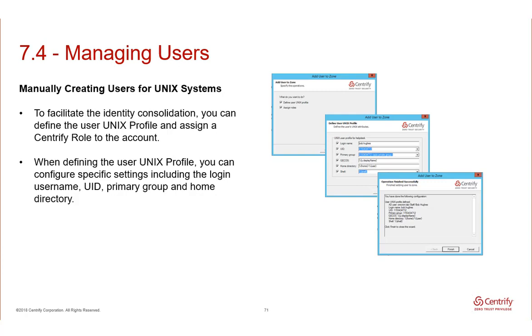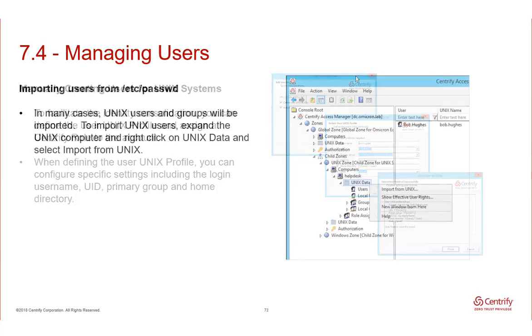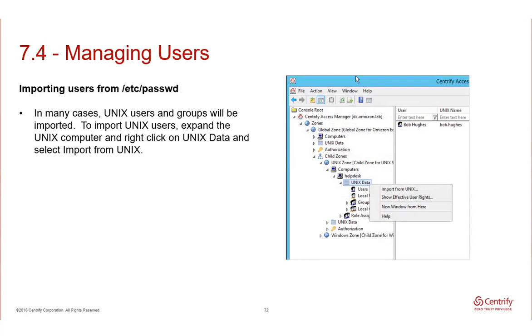Now, when defining the Unix profile, we can configure specific settings including the login username, UID, primary group, and home directory. The other option when managing users on the Unix systems is to import users from the /etc/passwd file. Now, the /etc/passwd file as well as the /etc/group file can be exported using a third-party tool or the deployment manager. In many cases, Unix users and groups will be imported, and to import those Unix users, expand the Unix computer and right-click on the Unix data and select Import from Unix.